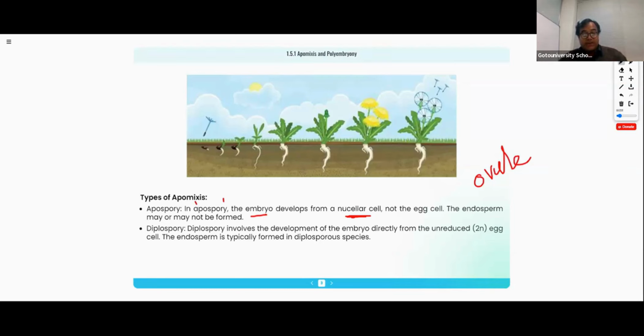Diplospory. As I already told you in the last slide, this is a diploid egg which is going to become a zygote. That is diplospory, right? It's typically formed in Diplosporous species. In both these concepts, we are not observing male gamete participation, in apospory as well as in diplospory. I think you got this message.